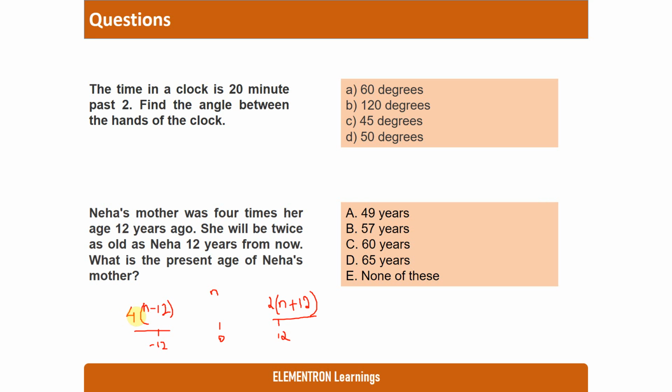If we simplify 4n minus 48 plus 12, we will get 4n minus 36 as Neha's mother's present age. If you solve for n, we'll get n equals 24. Then if we substitute the value of n here, 4 into 24 minus 36 comes to 60. So our correct answer is 60.